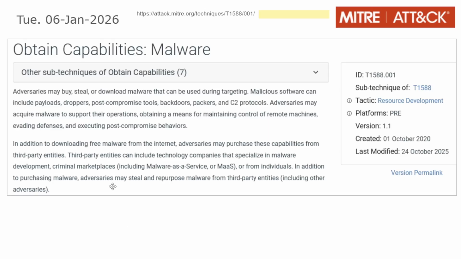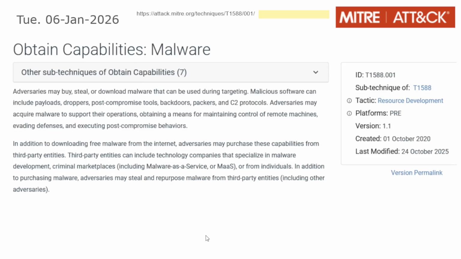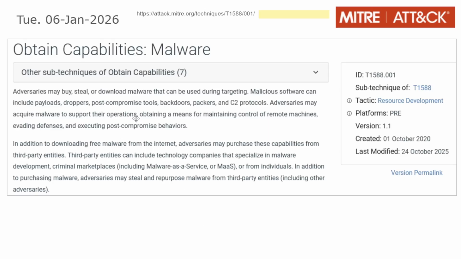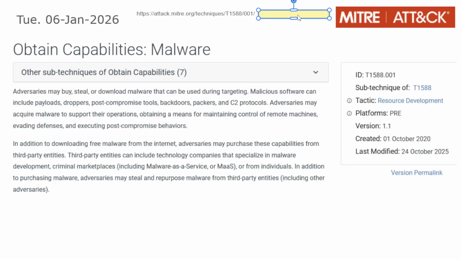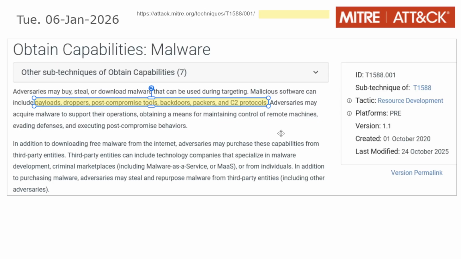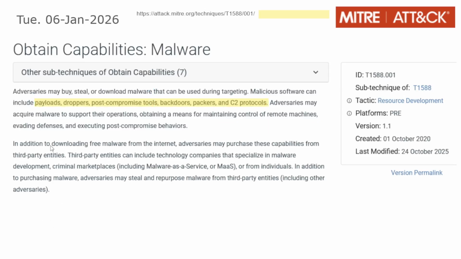Let's take a look at this. So, Obtain Capabilities: Malware. Adversaries may buy, steal or download malware that can be used during targeting. Malicious software can include payloads, droppers, post-compromise tools, backdoors, packers and C2 protocols. Yes, so we're going to mark that down, and you can, of course, as a cyber person, you gotta be familiar with these buzzwords here.